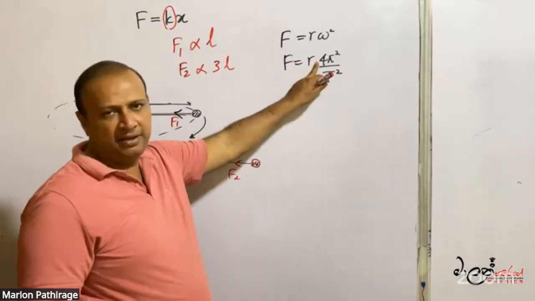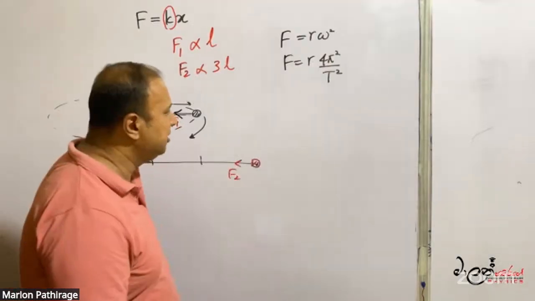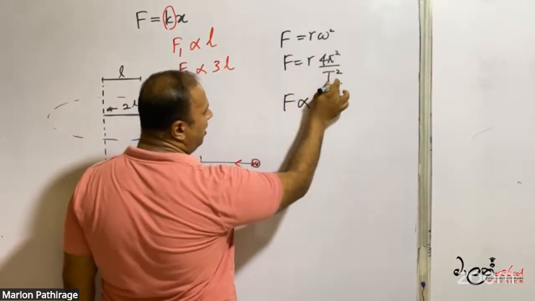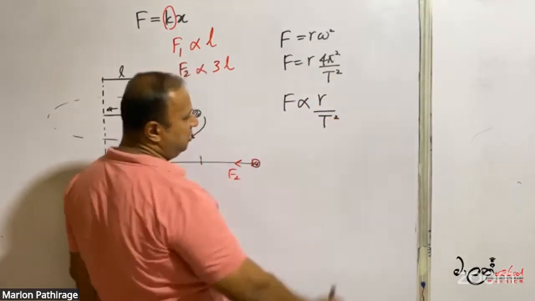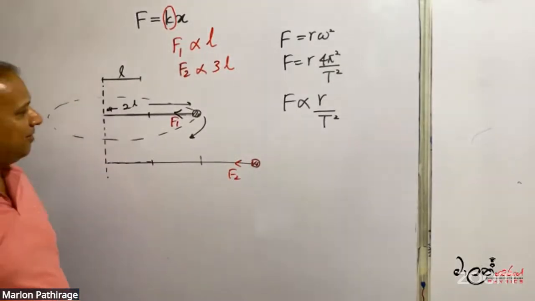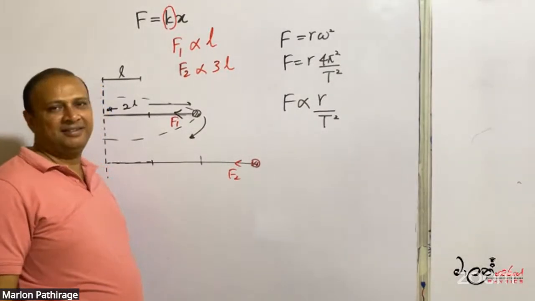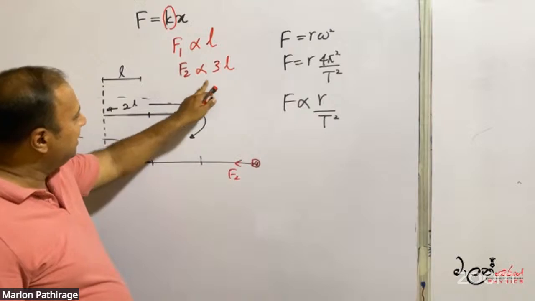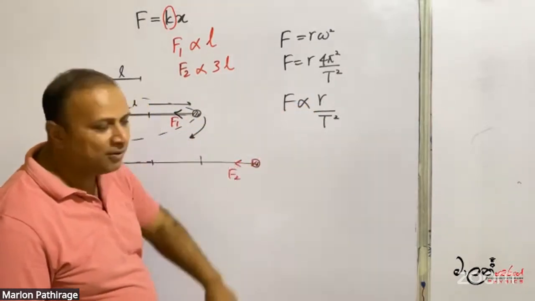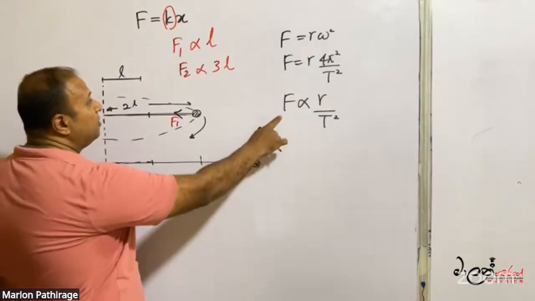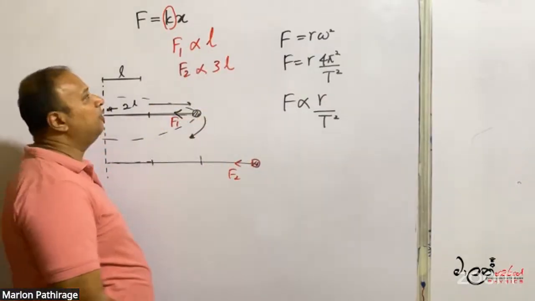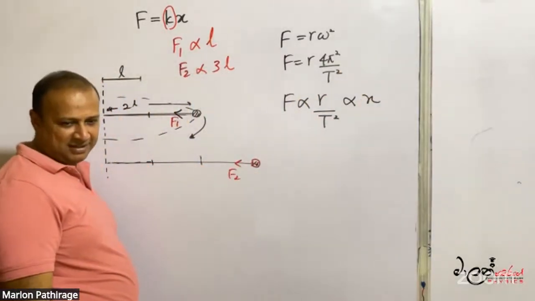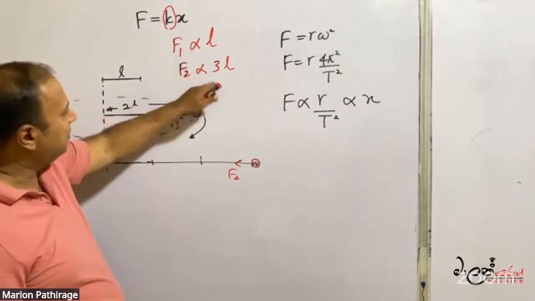4 pi squared is a constant. Therefore, centripetal force is directly proportional to r over T squared. Now, centripetal force is directly proportional to r over T squared, and that is also proportional to the elongation.